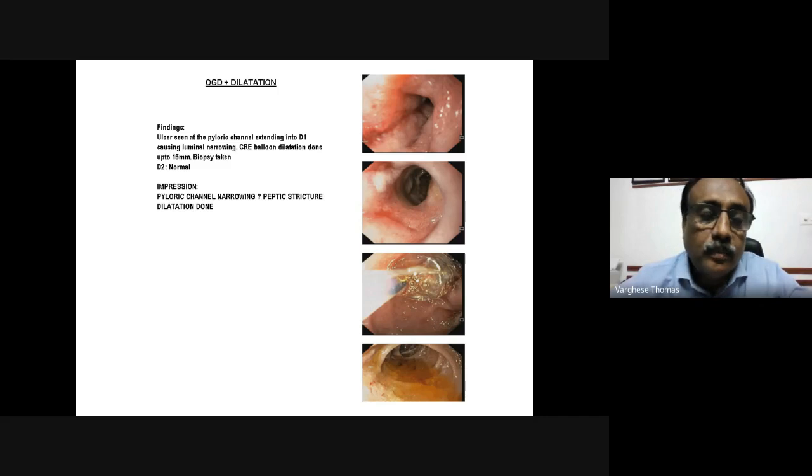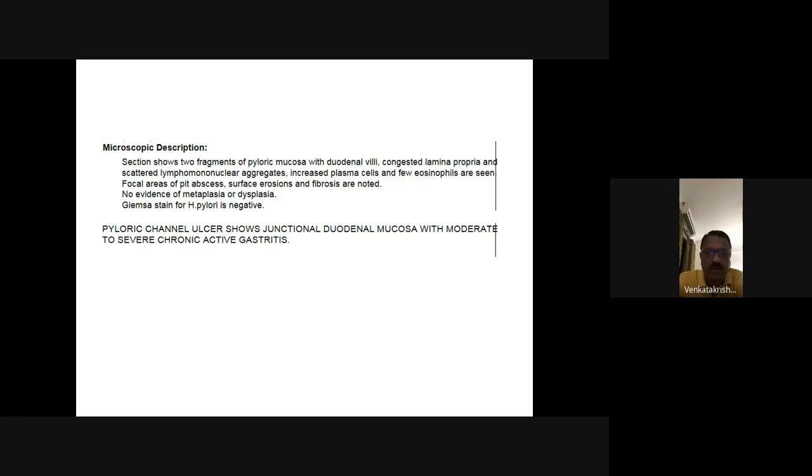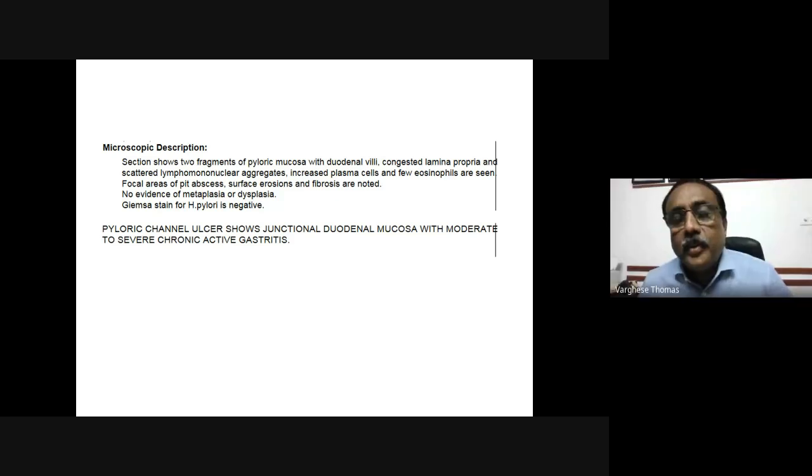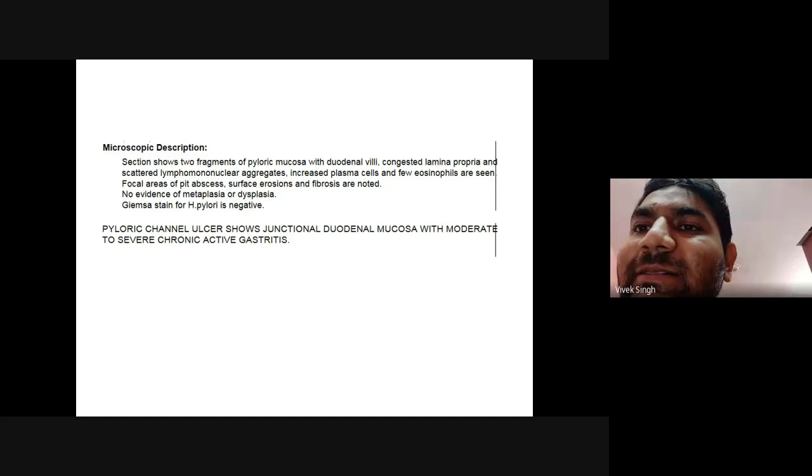Okay. Over to Professor Venkatakrishnan. Yes, so what was the biopsy report? So biopsy just showed chronic gastritis changes, sir, and it was negative for H. pylori. Histopathology shows duodenum with moderate to severe chronic active gastritis. Giemsa stain for H. pylori is negative. Okay, so is it a gastric ulcer or a duodenal ulcer? Sir, it's a gastric ulcer, sir.